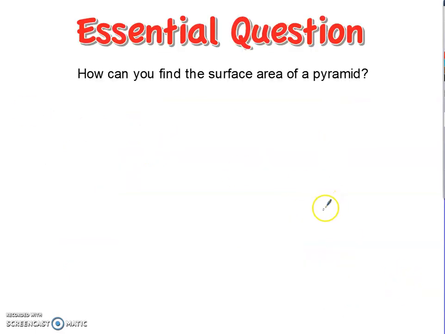Here's our essential question for the day. Make sure you write it in the essential question spot. Pause if you need to.